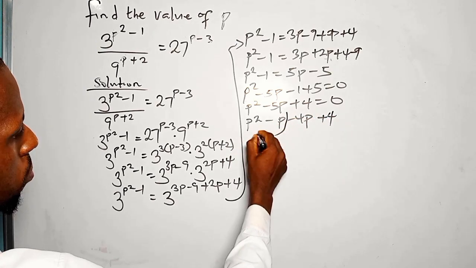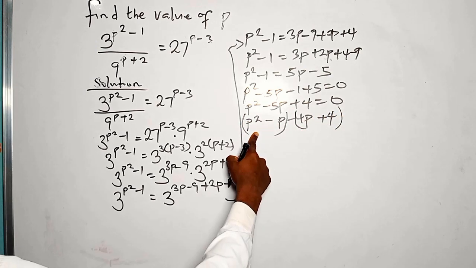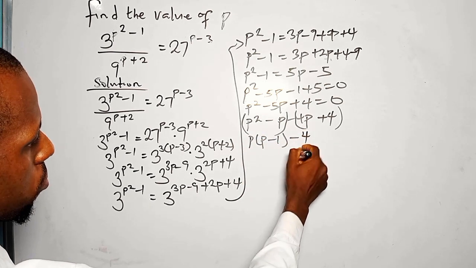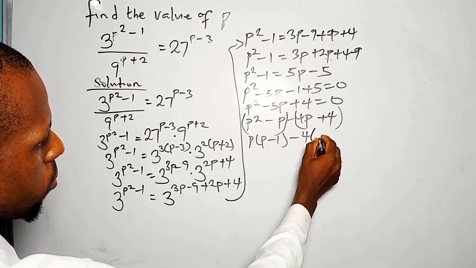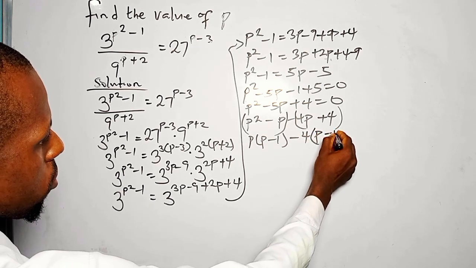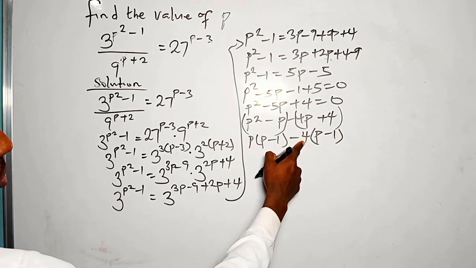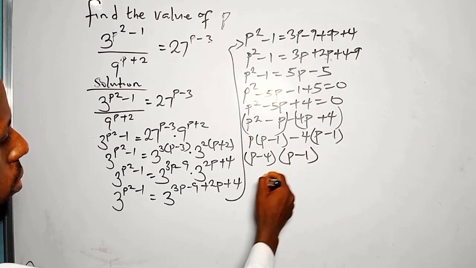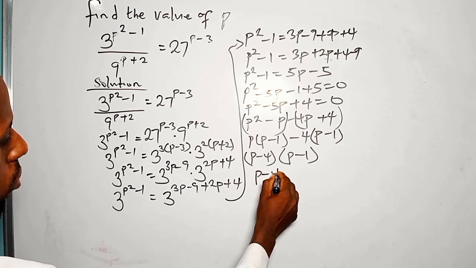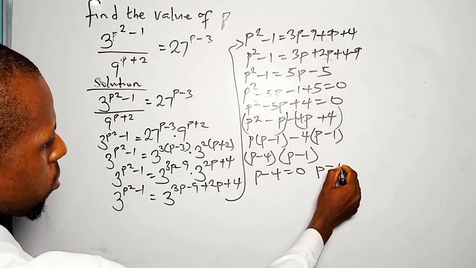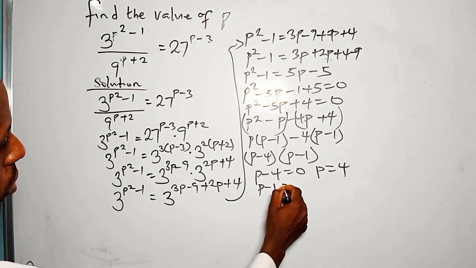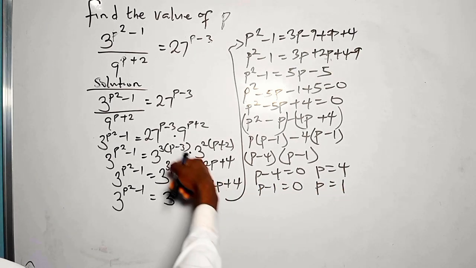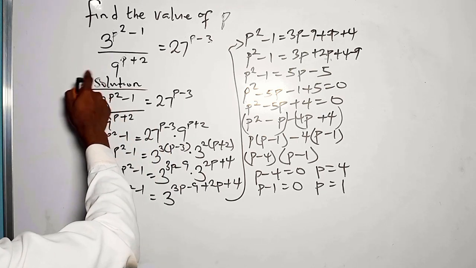Here we can group and look for the common factor. p is common in the first group, so we have p times p minus 1, minus 4 times p minus 1. So we have p minus 4 times p minus 1. For p minus 4 equals 0, p equals 4, and for p minus 1 equals 0, p equals 1. These are the two values of p that can satisfy this equation.